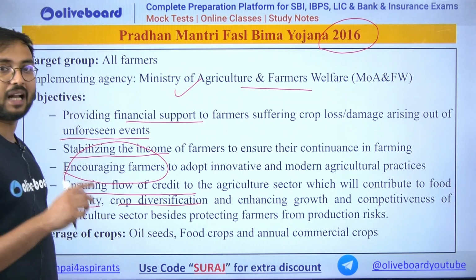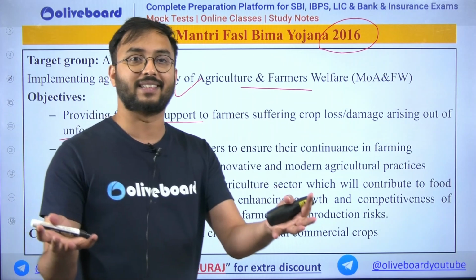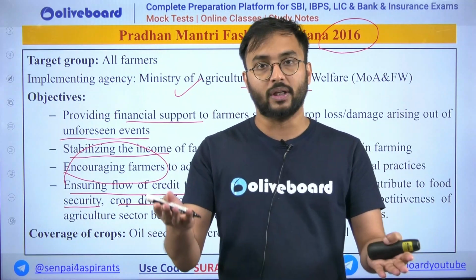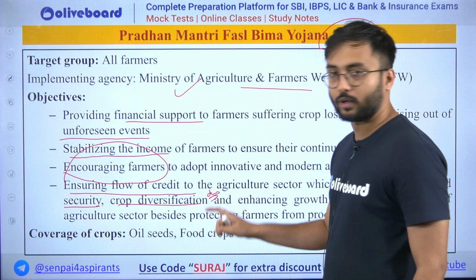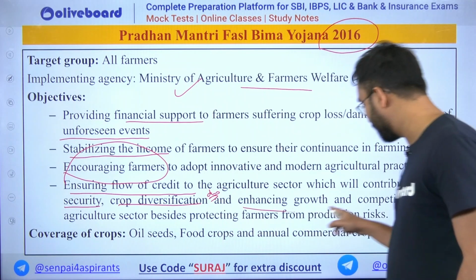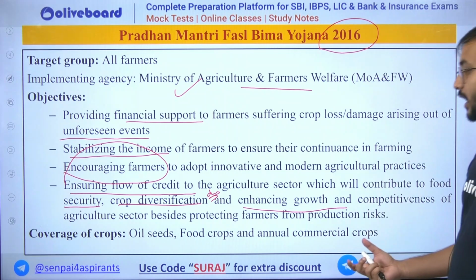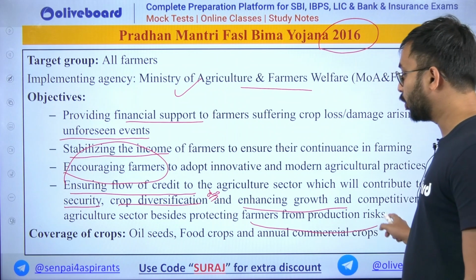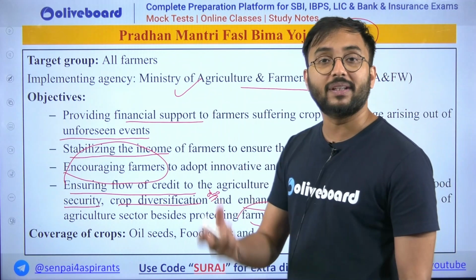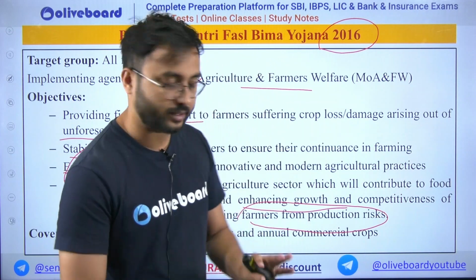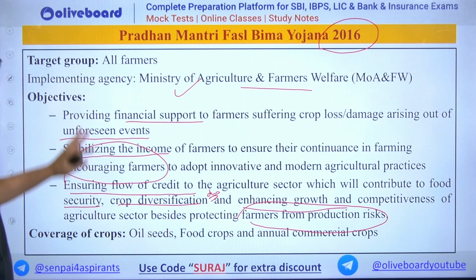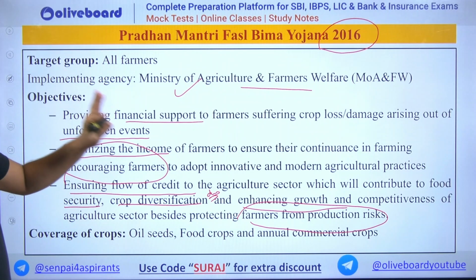again related to agriculture, crop diversification, planting different crops, whatever food basket is there, rather than making it skewed, balancing it out based on the diet required for that particular population, enhancing growth and competitiveness in agriculture, and more importantly, protecting farmers from the risks associated with crop failure, insect attack, etc. So this is what overall Pradhan Mantri Fasal Bima Yojana talks about.